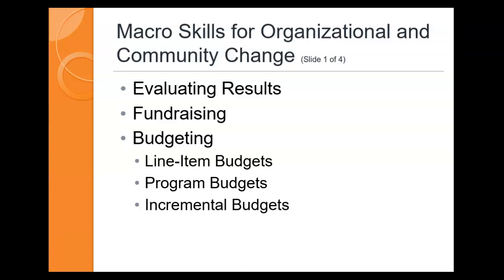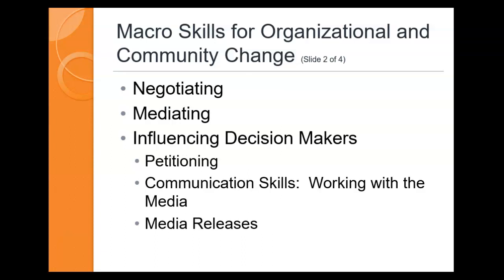Also, an incremental budget is a system in which an agency's budget from last year is used as a starting point for this year's budget. Other types of macro skills necessary include negotiating, mediating, and influencing decision makers. Some of these terms we talked about in prior chapters, but just a quick review.